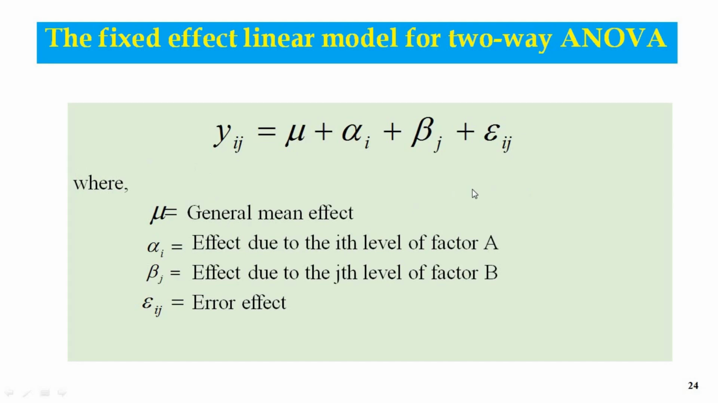And from this model, we can make two assumptions. The epsilon ij's are independent and identically normally distributed with zero mean and variance sigma squared. And the summation over i of alpha i equals the summation over j of beta j equals 0. These are the two assumptions on the basis of this model.